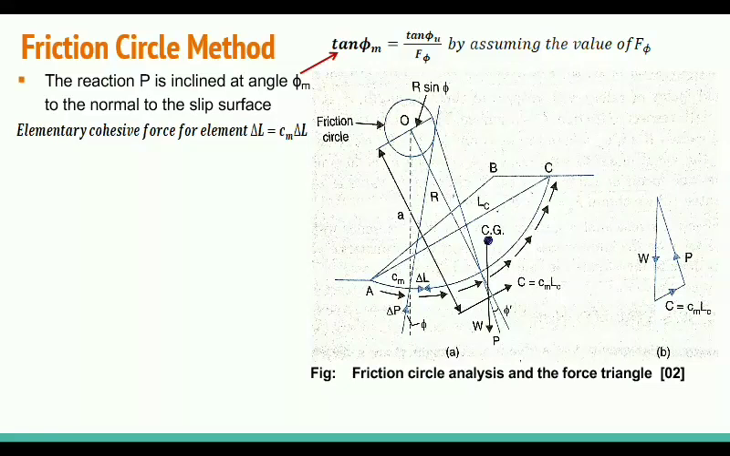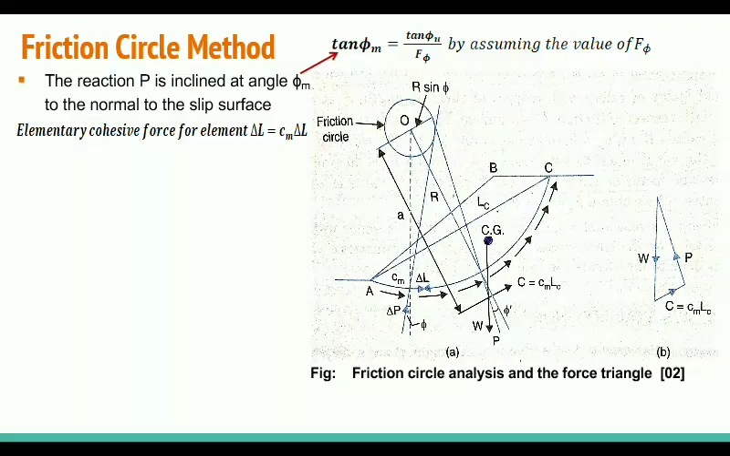Suppose there is an element of length delta L, and we will do the analysis for delta L. So now we have taken delta L, a very short length on the slip surface AC. The elementary cohesive force for this element delta L will be Cm into delta L.